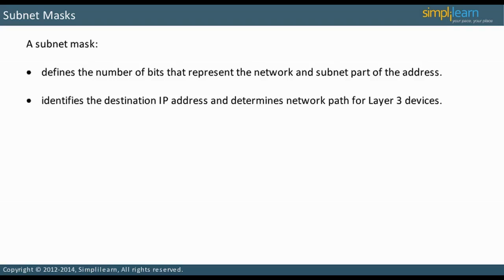For example, the subnet mask for classful network 172.16.0.1 is 255.255.0.0. This is the same as a prefix length of 16. Let us find out about subnets in the next slide.